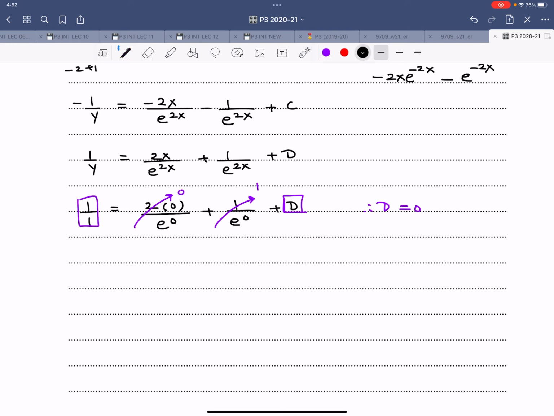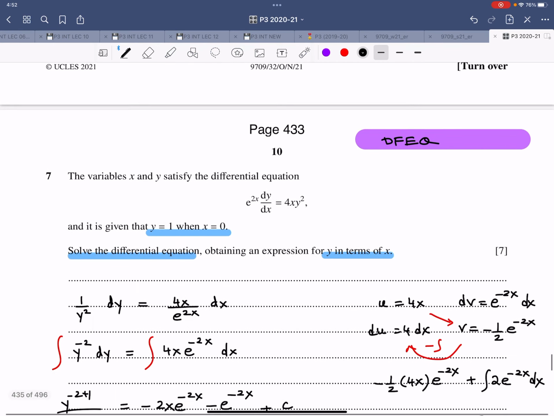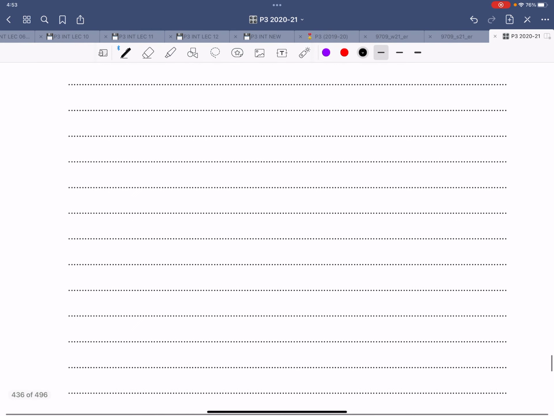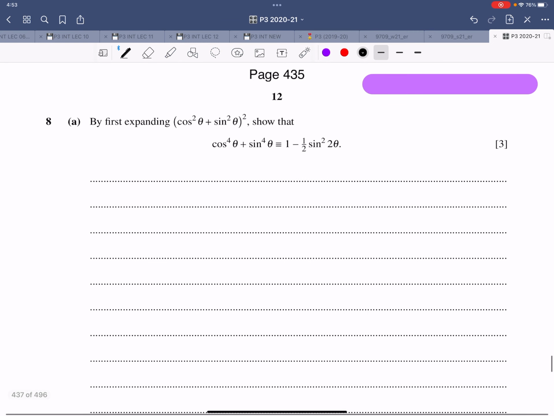So now what do you have? You have 1 over y, that is 2x plus 1 over e raised to power of 2x. Flip both the fractions. Y over 1 is e raised to power of 2x over 2x plus 1, and I think that's it. So that's how the equation is found. So this is question number 7. Let's move to question number 8.